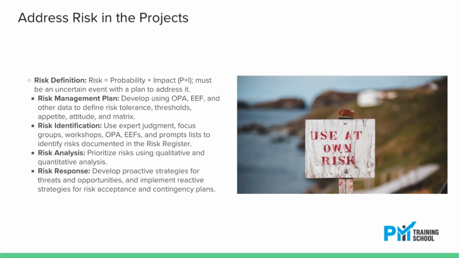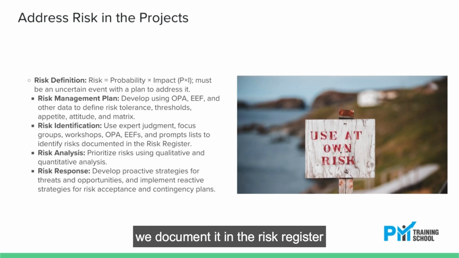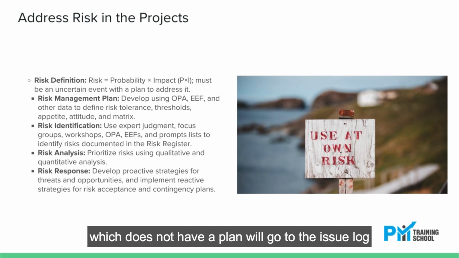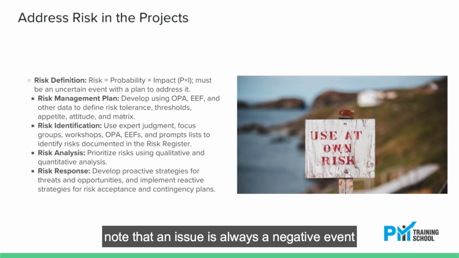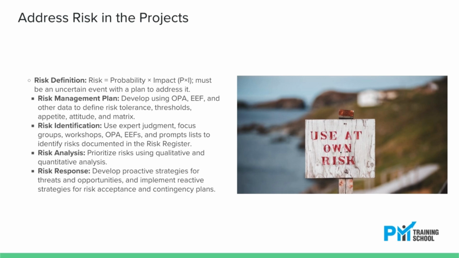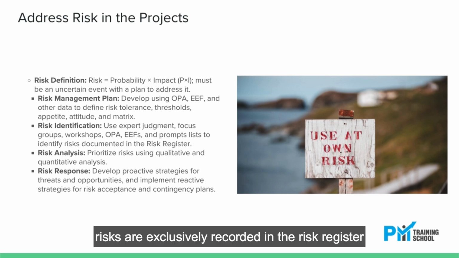Throughout the process, whenever a risk is identified, we document it in the risk register, and it does not require a change request. Anything which does not have a plan will go to the issue log. Note that an issue is always a negative event. Positive issues are known as missed opportunities. Risks are exclusively recorded in the risk register. The risk management plan does not have any risk or response to it.